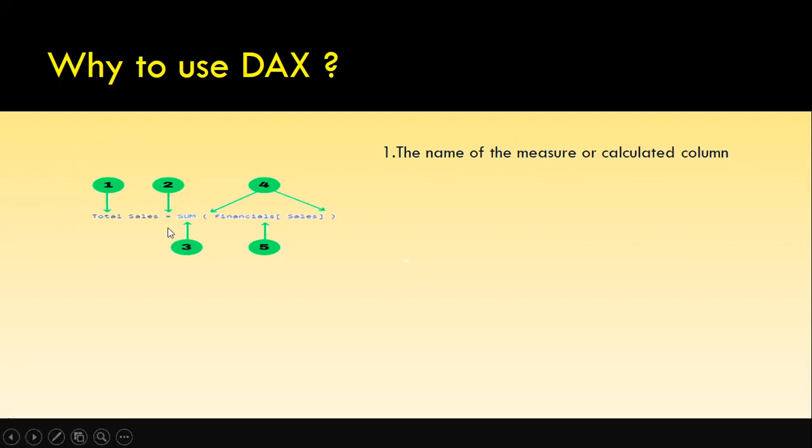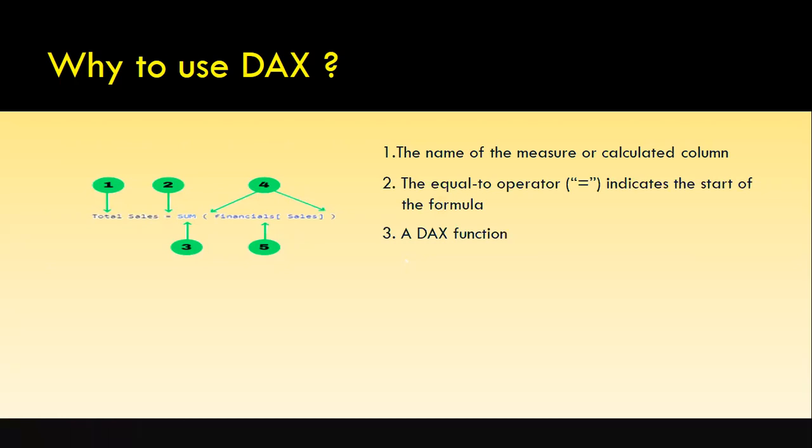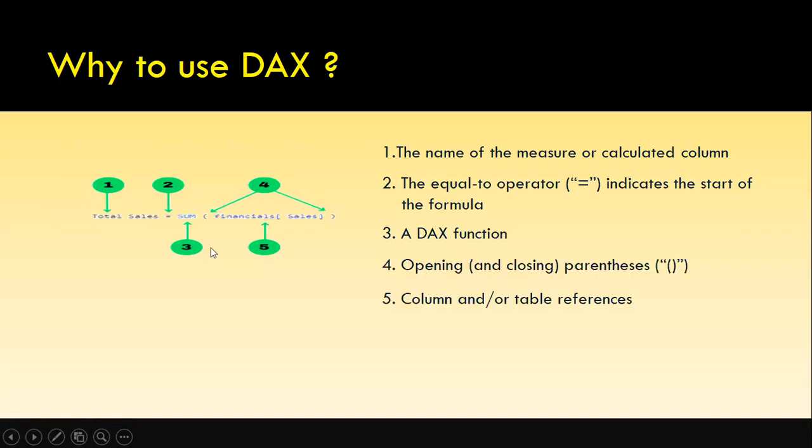Here, if you look at a simple example, like I said, a sum of sales, in the financials table. On the left side, we can find the variable, total sales, and this is my equal sign. On the right side of the equal sign, we can find the sum, which is an aggregation function. Once this value has been computed, the output gets stored in total sales. The equal sign tells us the start of the formula and the DAX function, and then opening and closing parentheses. Followed by the aggregation function, you need to use the parentheses, and then you can use either a column or table references.